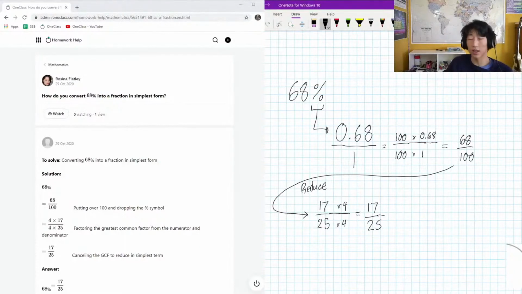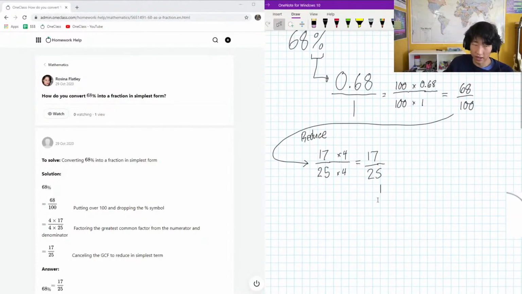And is there anything else that we could reduce this into? Pretty much, is there any common factor between 17 and 25? Well, I don't think so. 17 is a prime number. So the only way that we can get to 17 through multiplication is by multiplying 1 times 17. There's nothing that we can factor out to make a nice even number. So we are stuck here, and this will be our simplest form.